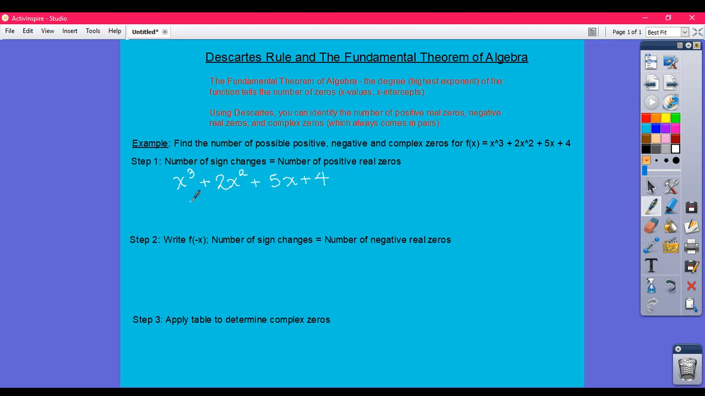Now, if I notice, when I go from one term to the next, it goes from positive to positive. So that's not a sign change. From positive 2x squared to positive 5x, it's still not a sign change. From positive 5x to positive 4, it's also not a sign change. So there are no sign changes here, which means there are 0 positive real zeros.